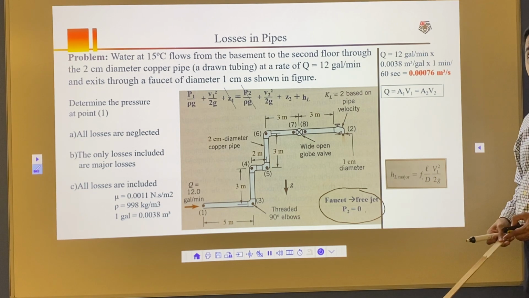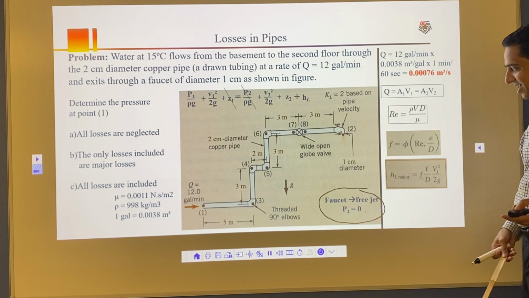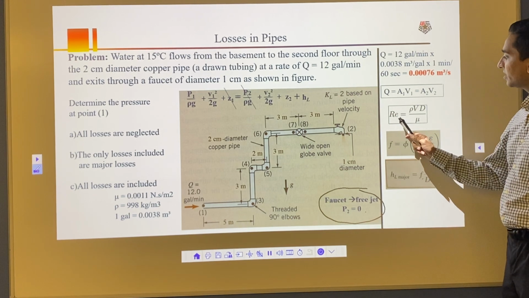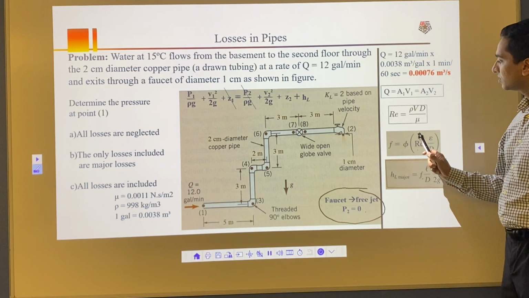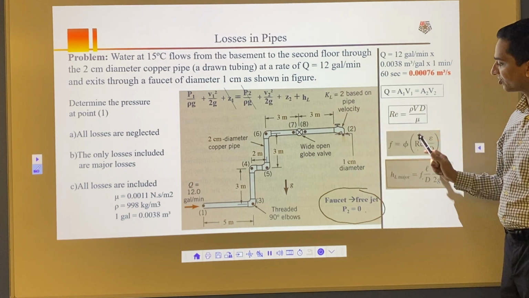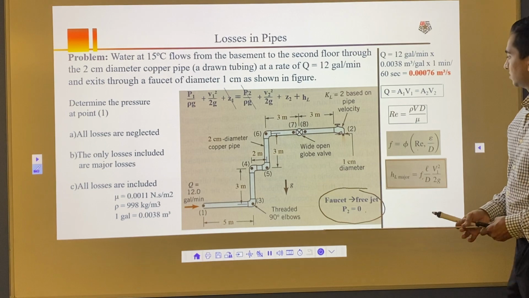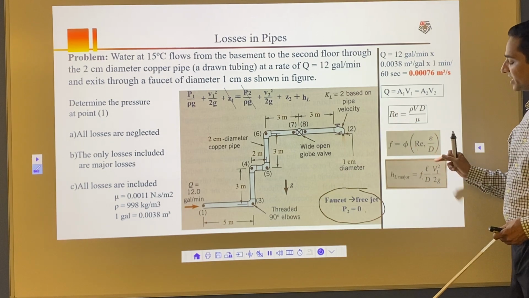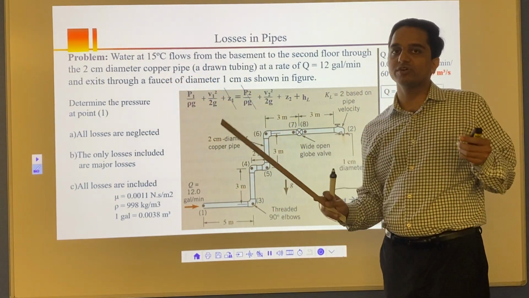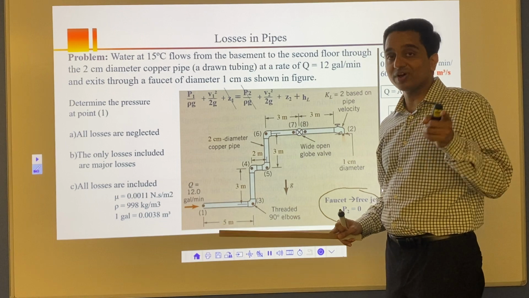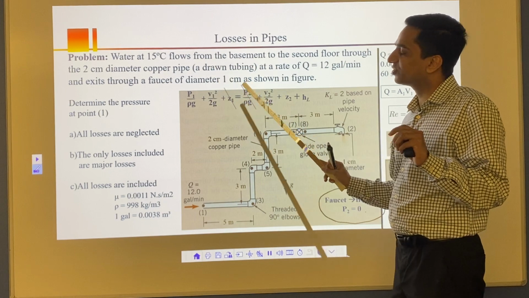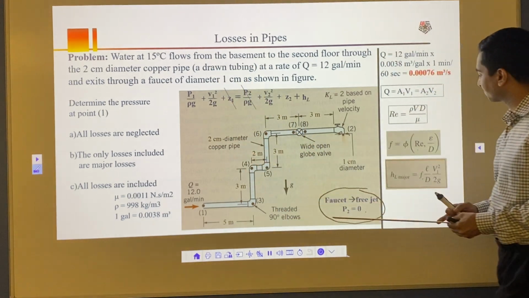You need HL, so you need the friction factor. You have to use the Moody chart again. To get the friction factor, you need the Reynolds number and epsilon by d. Reynolds number is rho V d by mu. You have the velocity you calculated, the diameter, and the density and viscosity are given here. You can calculate the Reynolds number, and then you need epsilon by d. Remember, epsilon for drawn tubing. It says copper pipe, drawn tubing. If you go to your table 8.1, you will get the value for epsilon. I think it's 0.000015 or something. You will get that value of epsilon from the table.